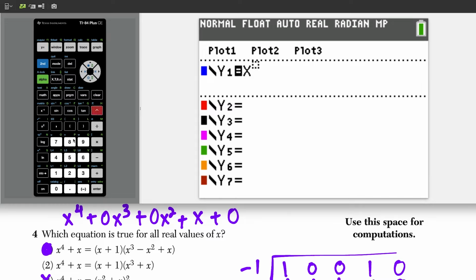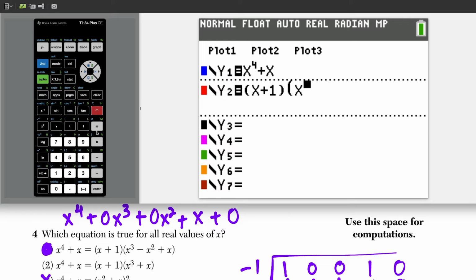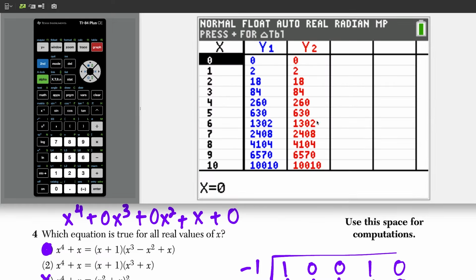Of course, we could also go to the y equals of the calculator and type in x to the 4th plus x on the left side of the equal sign. And now for the right side, we type in the y2 spot. So let's see if choice 1 is definitely good. We have x plus 1 in parentheses times x to the 3rd, and then minus x squared, and plus x. And we press graph, and notice that the graphs overlap completely. If we press second graph and go to the table, the y values match for every x.